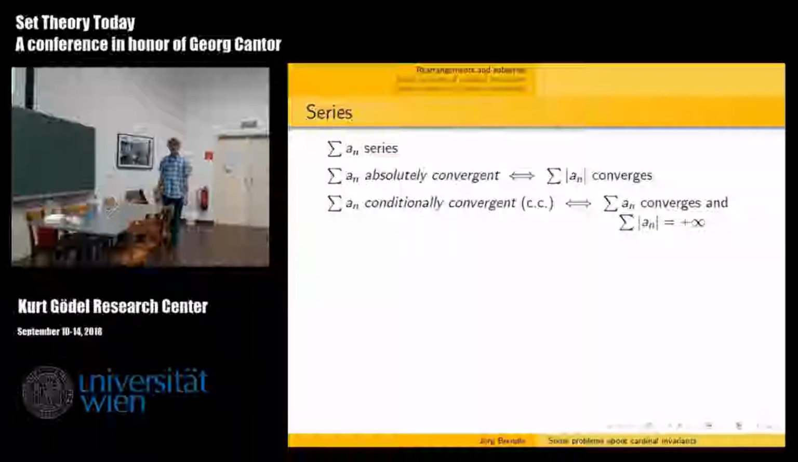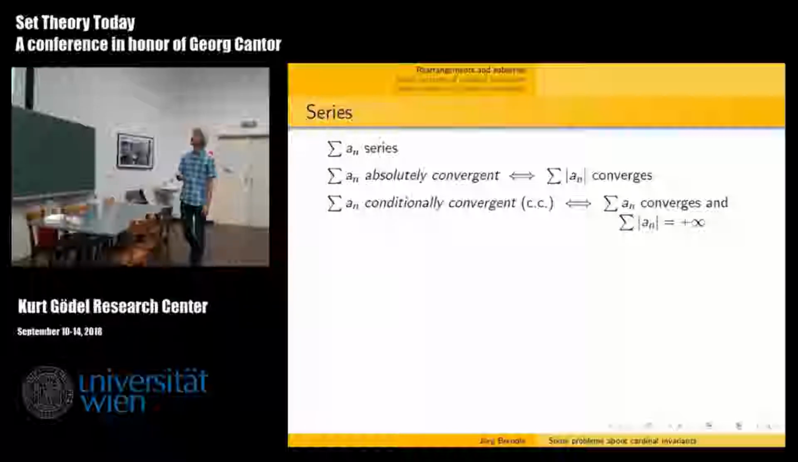It does converge, so the sequence of partial sums still converges, but it is not absolutely convergent. Which means, of course, that the series of absolute values has to diverge to plus infinity. Okay, oops, what's happening?